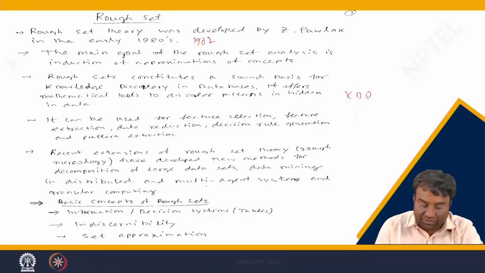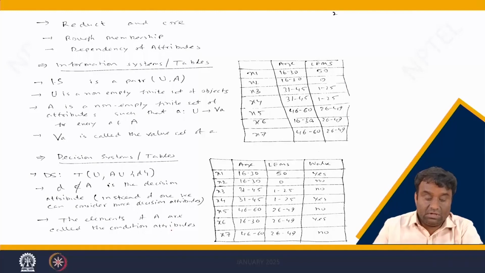The basic concepts of rough sets are information tables, and another one is decision systems or decision tables. Then the concepts of indiscernibility, set approximations, reduct, core, rough memberships, and dependency of attributes. So first one is information systems. An information system, IS, is a pair of objects and attributes.